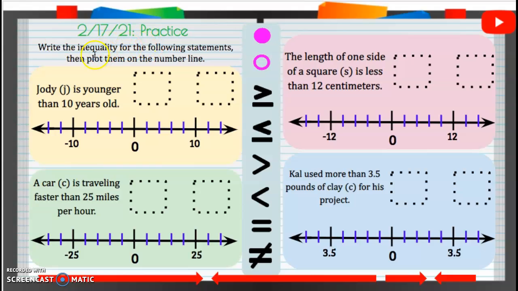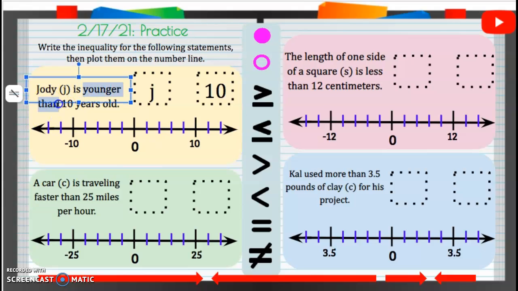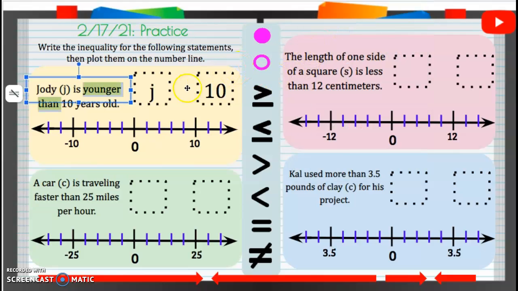Our practice. We're going to write the inequality for the following statements and then plot them on our number line. All right, so we have Jody, J, is younger than 10 years old. So first of all, in this first box, we're going to put J for Jody. We're also going to put 10 for 10 years old. It says she's younger than 10 years old. So if Jody is younger than 10 years old, that's going to be anything less than 10.